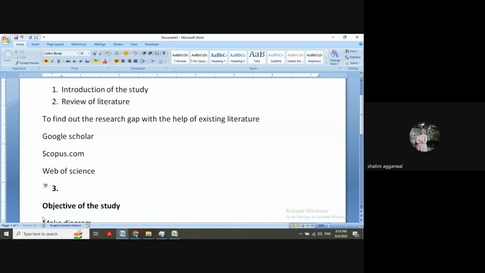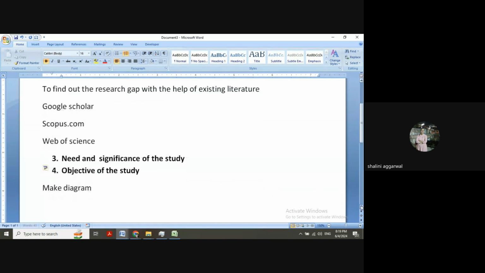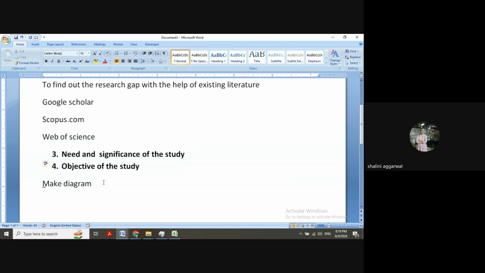Now you have to follow the format, for that is this: need and significance of the study. Fourth is objective of the study. Next, fifth, is research methodology.